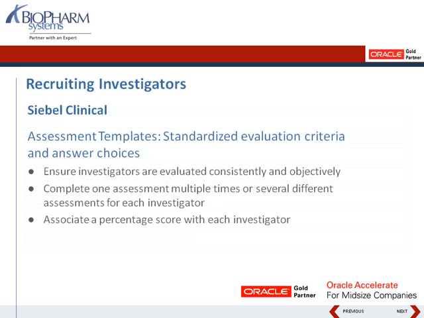So when it comes to recruiting investigators, the first thing that we need to do is build enough data about the investigators and our relationship with them in our CTMS. So along with basic data such as geographic information and medical specialties, we'll also want to be able to track their ongoing performance on other clinical trials with our organization.